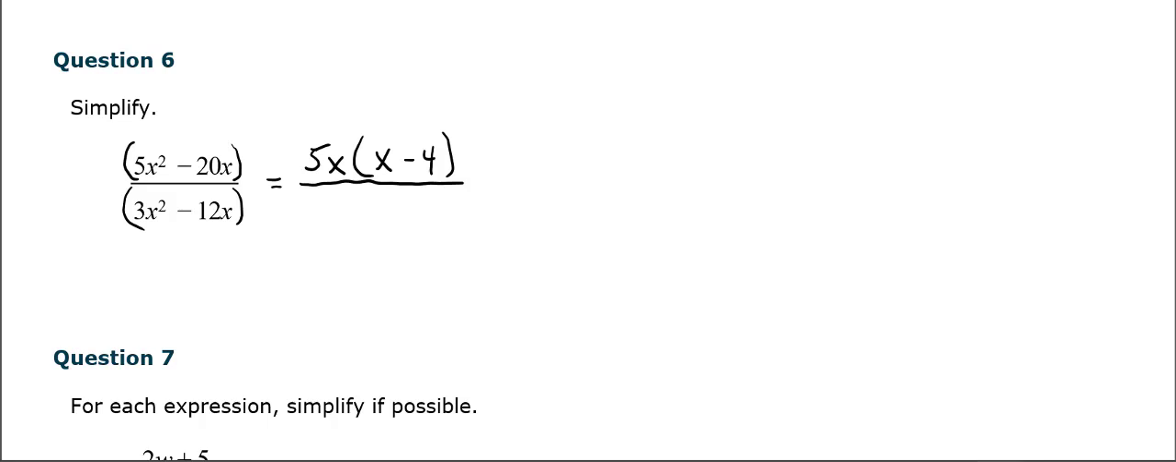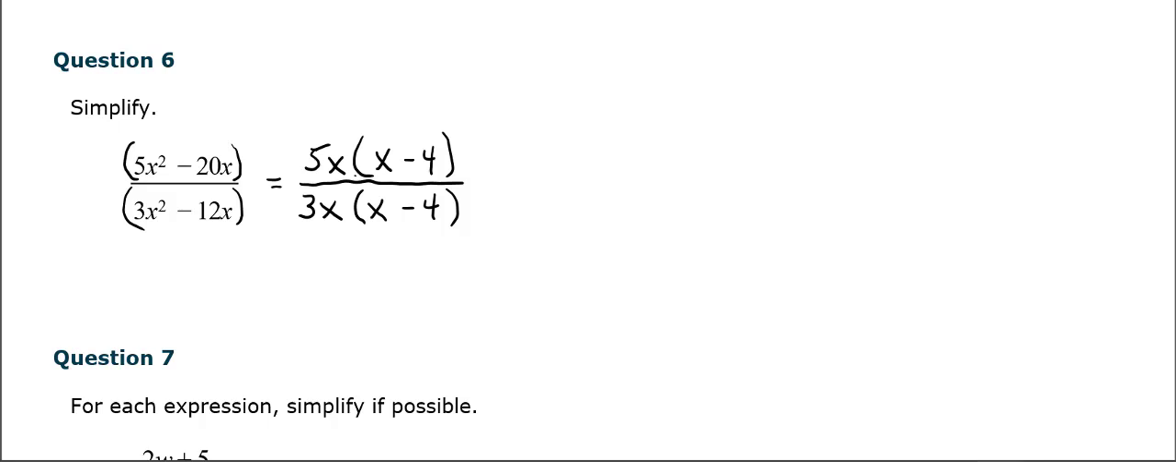In the denominator, the same thing. So the greatest common factor of 3 and 12 is 3. They both have an x, so I can factor out an x. And the one with the smallest exponent is 1, so all I can factor out is x to the first. And then when I divide that out of each term, I end up with x minus 4. So in the numerator, 5x times the quantity x minus 4, and in the denominator 3x times the quantity x minus 4. Now you reduce.